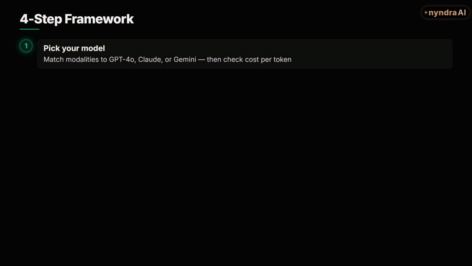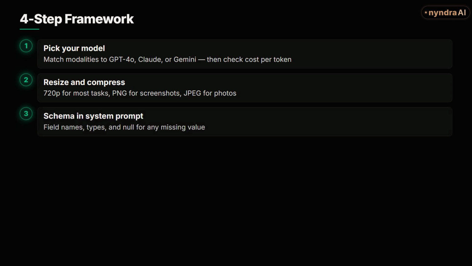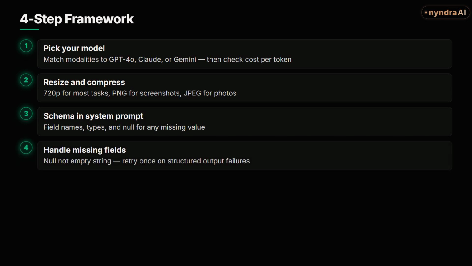4 steps to a production-ready multimodal app. Pick your model based on which modalities you need and your cost envelope. Resize and compress input before sending. Put a JSON schema in your system prompt. Handle missing fields with null and retry once on failure.